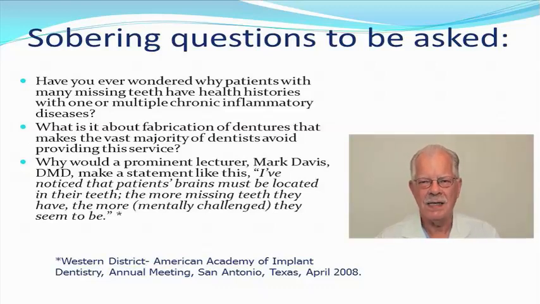Well, why is this? In a lecture I did several years ago, one of my co-lecturers, Mark Davis, mentioned he noticed that patients' brains seem to be located in their teeth, because the more missing teeth they have, the more, he said, stupid or mentally challenged these patients seem to be. And it's all too true: we've noticed that patients with a lot of missing teeth also have diminished cognition and some in the beginning stages of dementia, and a lot of them follow on into Alzheimer's disease.